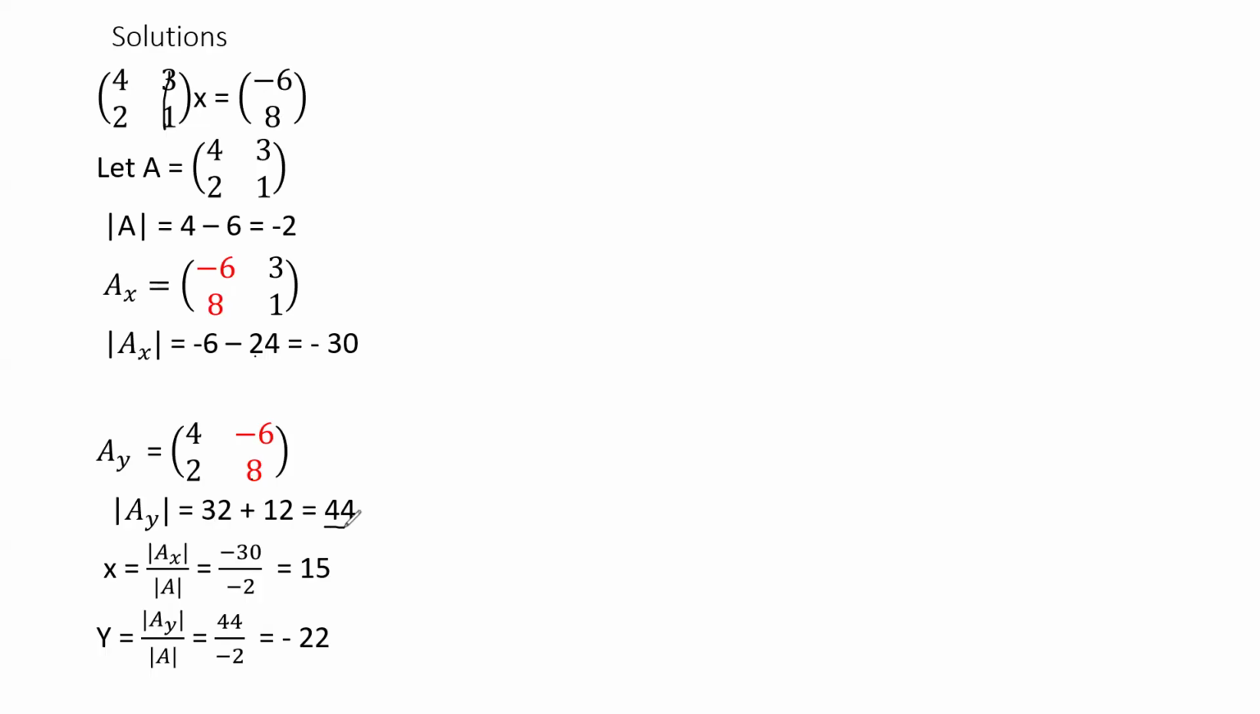So here you are having 3 determinants. Therefore, x is equal to the determinant of X over the determinant of A. So minus 30 over minus 2, we get 15. Y is equal to the determinant of Y over the determinant of A. That's 44 over minus 2, you get minus 22. So these are the solution of x and y.